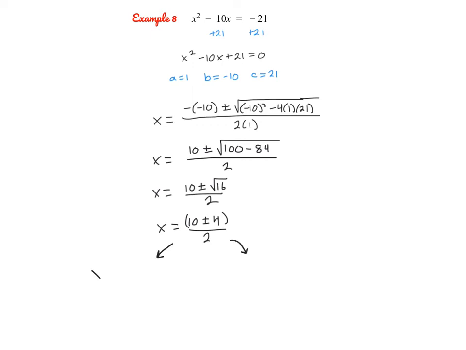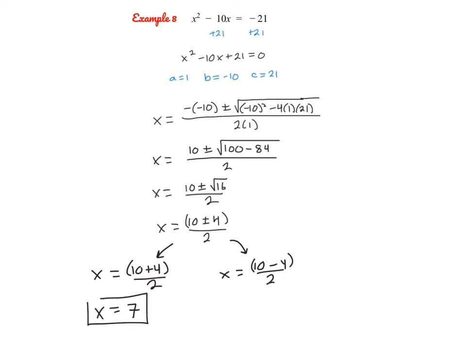Like this. x equals 10 plus 4, and then divide by 2. x equals 10 minus 4 divided by 2. So 10 plus 4 is 14, divided by 2 is 7. There's our first solution. And 10 minus 4 is 6, divided by 2 is 3. So x equals 3.